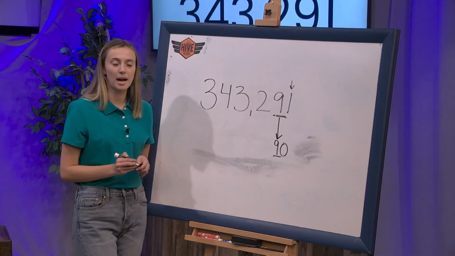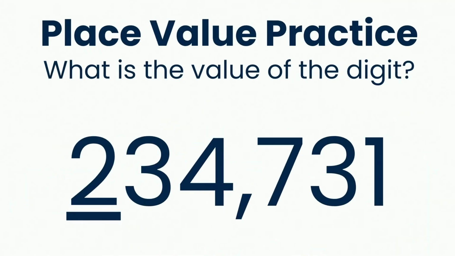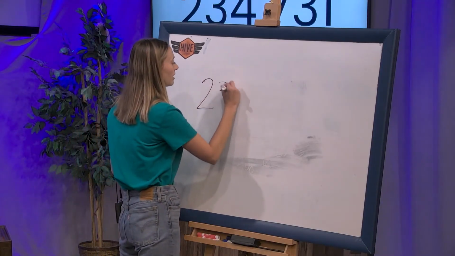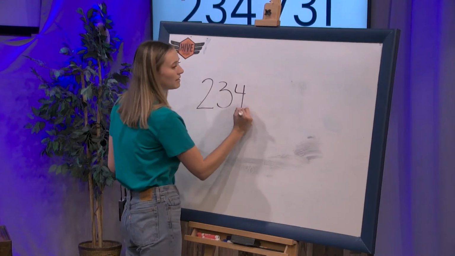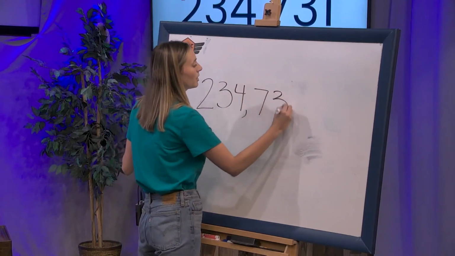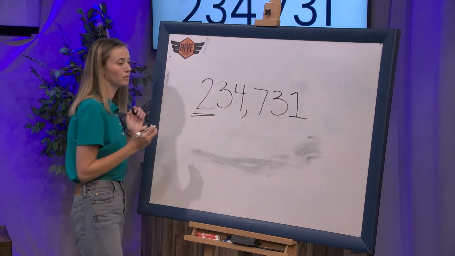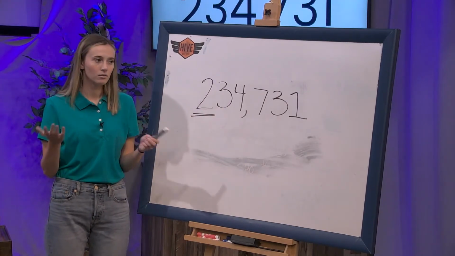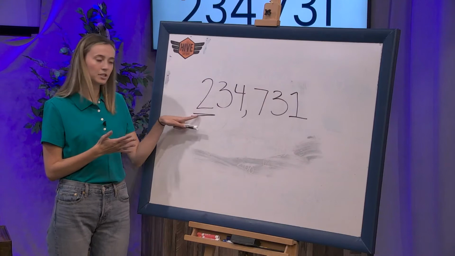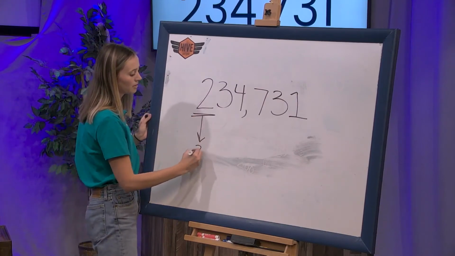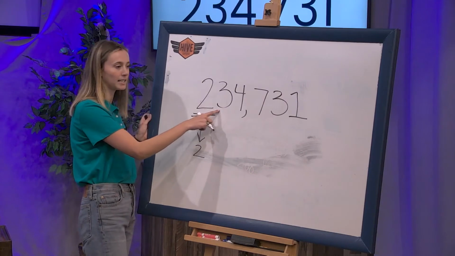Let's slide for another practice. This next number is 234,731. So let's write that down. 234,731. We need to find the value of this 2. So what is the value of this 2? Is it just a 2? No. Remember, bring the 2 down. Then how many numbers are behind it?